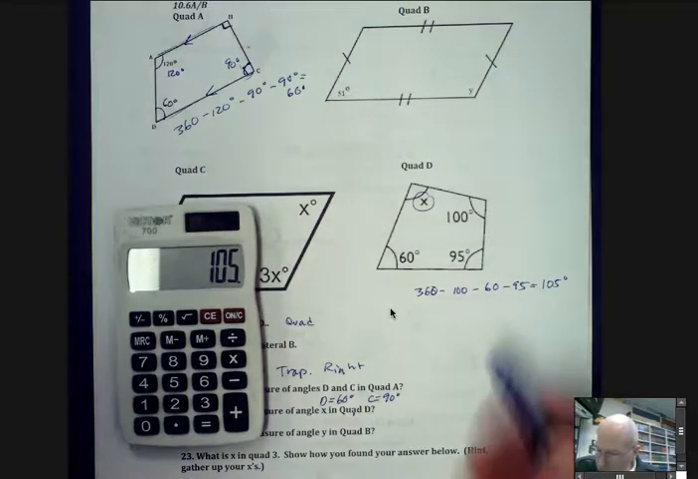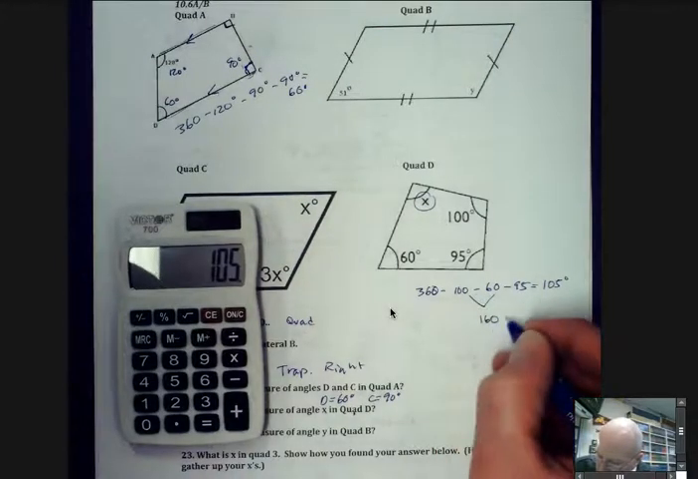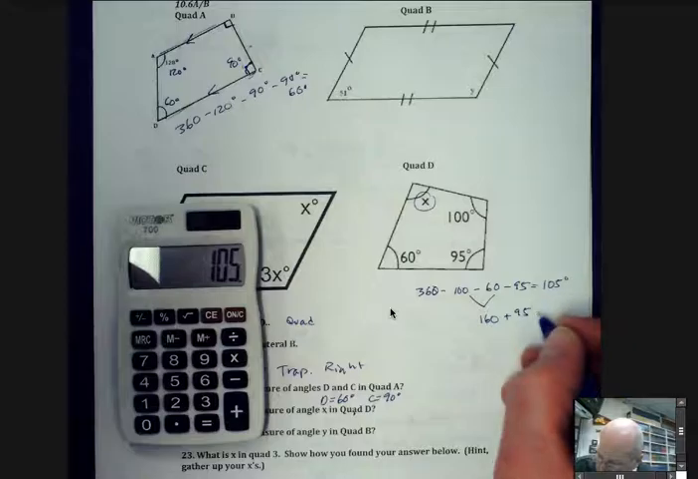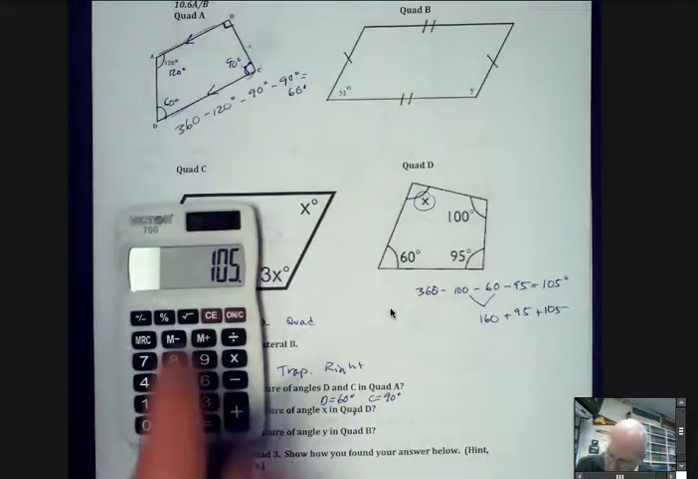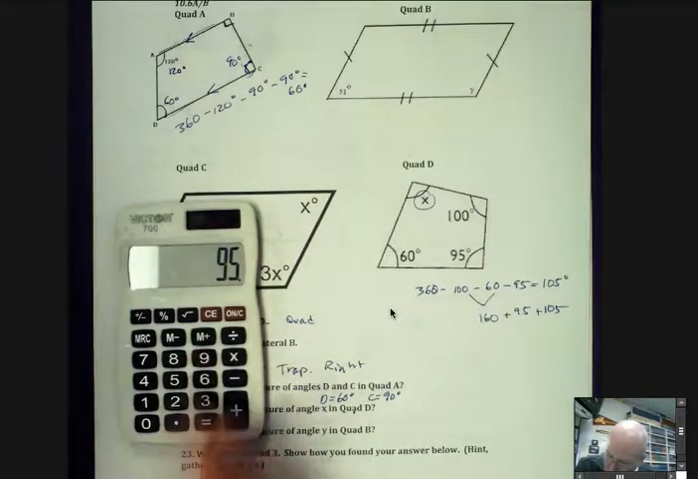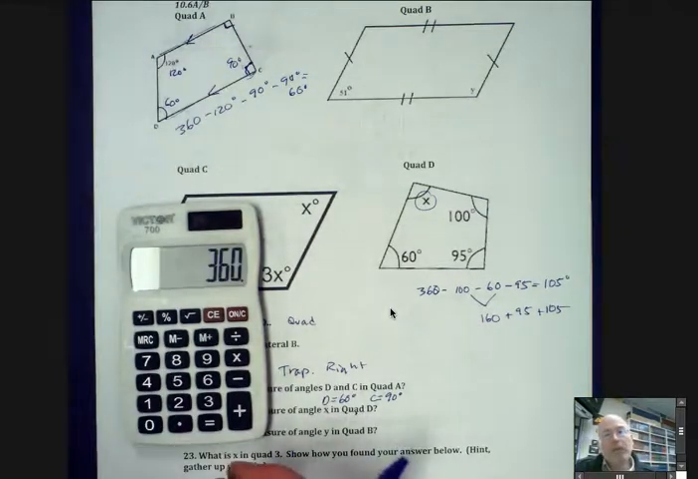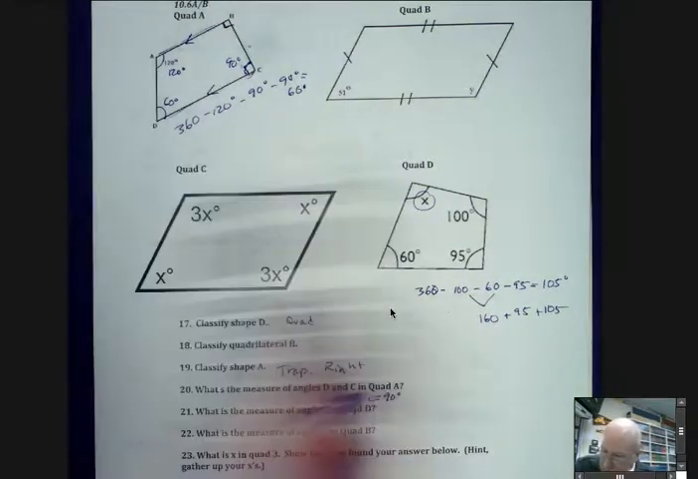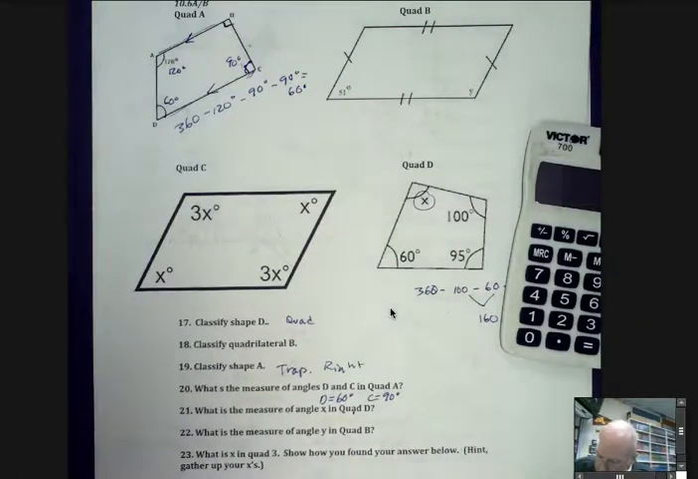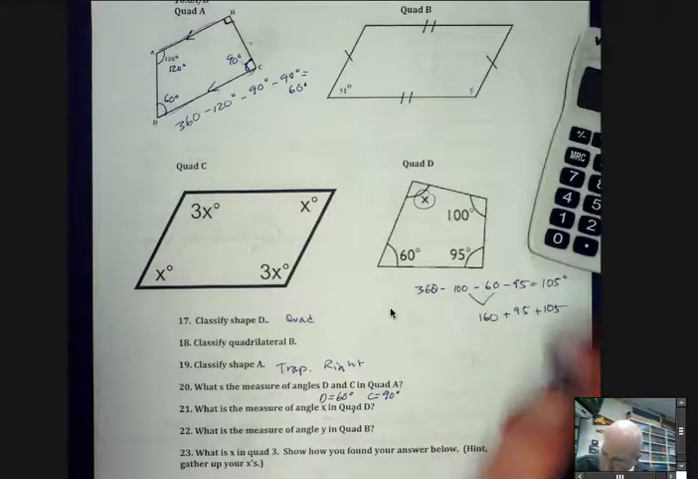You can double check it too. This is 160. And this is 95. And this is 105. Start adding things up. Okay, there's my 105 already in the calculator. I'm going to add 95 to that, and I'm going to add 160. And I'm back at my 360. Try to check your work. Make sure you don't miss anything easy. So angle X up here was 105 degrees.